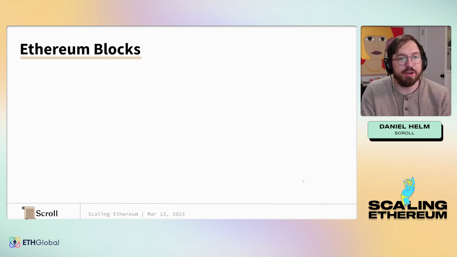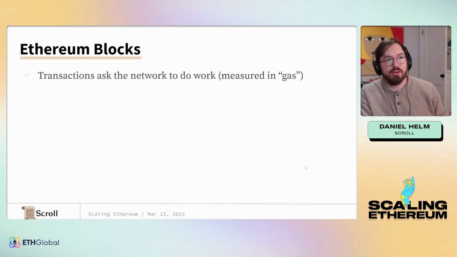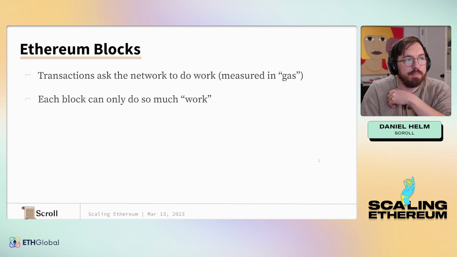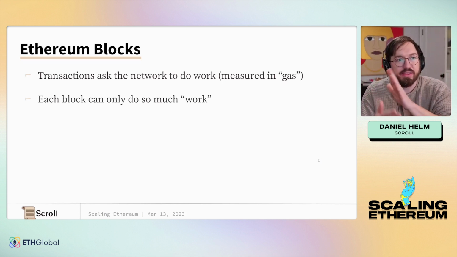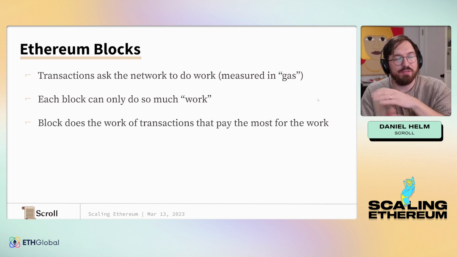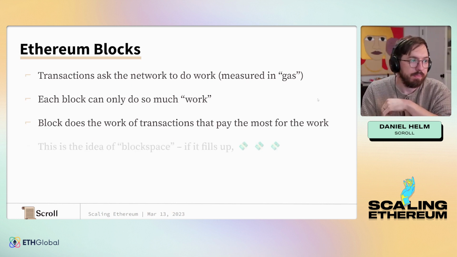Well, this is the issue of Ethereum blocks, which I'm sure this audience is very acquainted with. We have transactions that are asking the network to do some amount of work, right? Computational work. We measure these things in gas. And every block can only do so much work. This is limited. And at some point, the block has to decide, okay, we have too much work, too many transactions. Who do we choose? Well, we're going to choose the work of the transactions that are paying the most for that work.